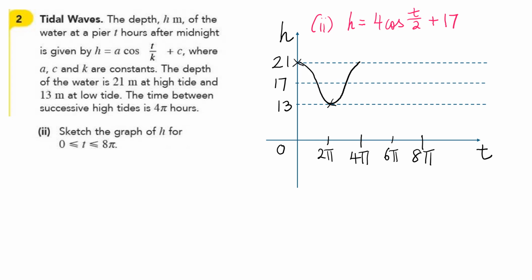We also know that the high tide starts at 21 meters. After midnight, you start with 21 meters and then go to 13. The period is 4 pi, so that will be one cycle. But you need to sketch all the way to 8 pi, so you just repeat the cycle. So this part here is quite easy.